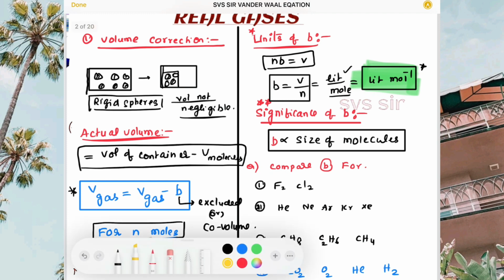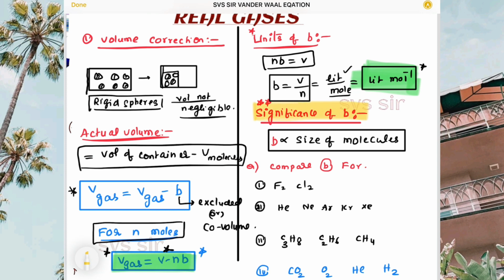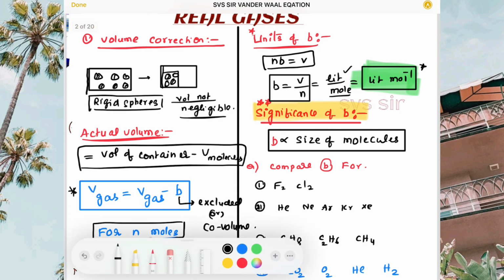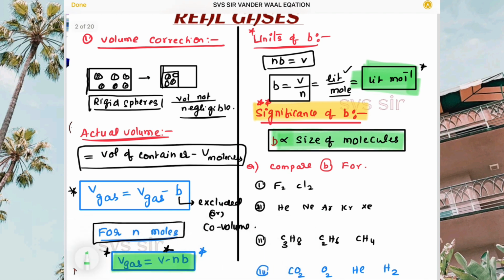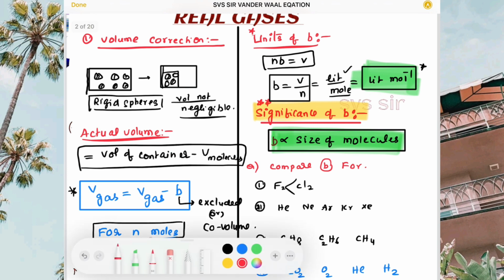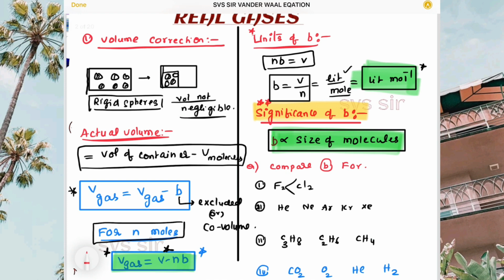What is the significance of b? This is very important for competitive exams. b is directly proportional to the size of the molecule. For example, if a question asks to compare b for fluorine and chlorine, both gases, the size is more for chlorine, so b is more for chlorine. If you take noble gases, helium to xenon, molecular weight will increase, size will increase, b also will increase.